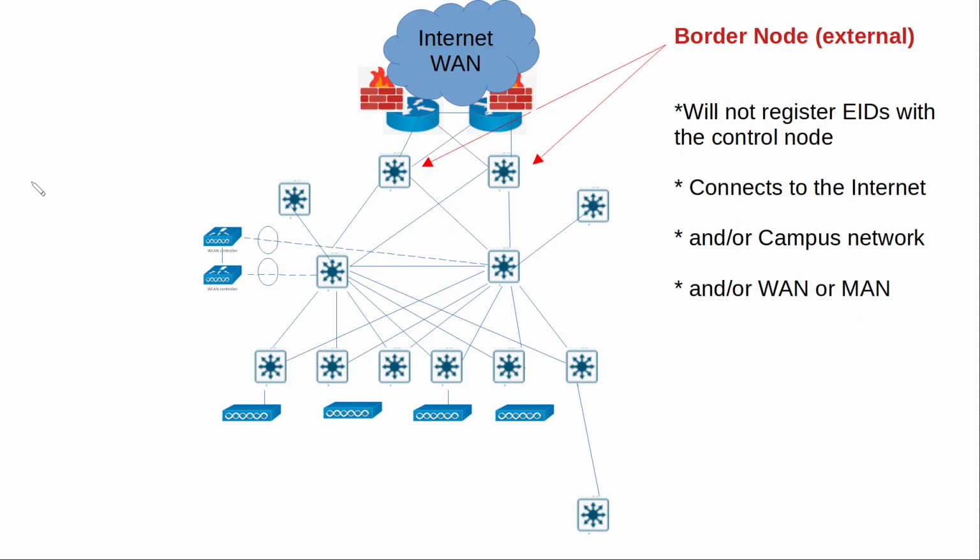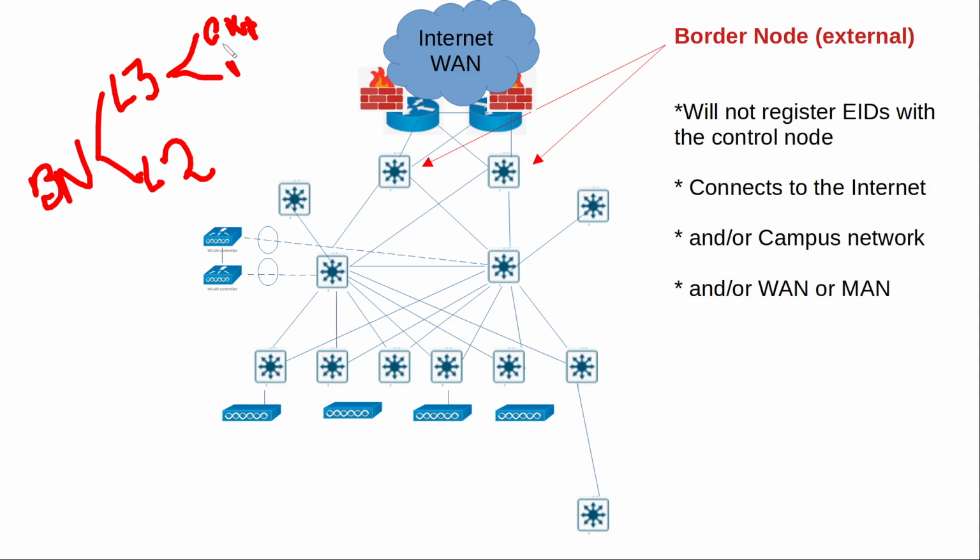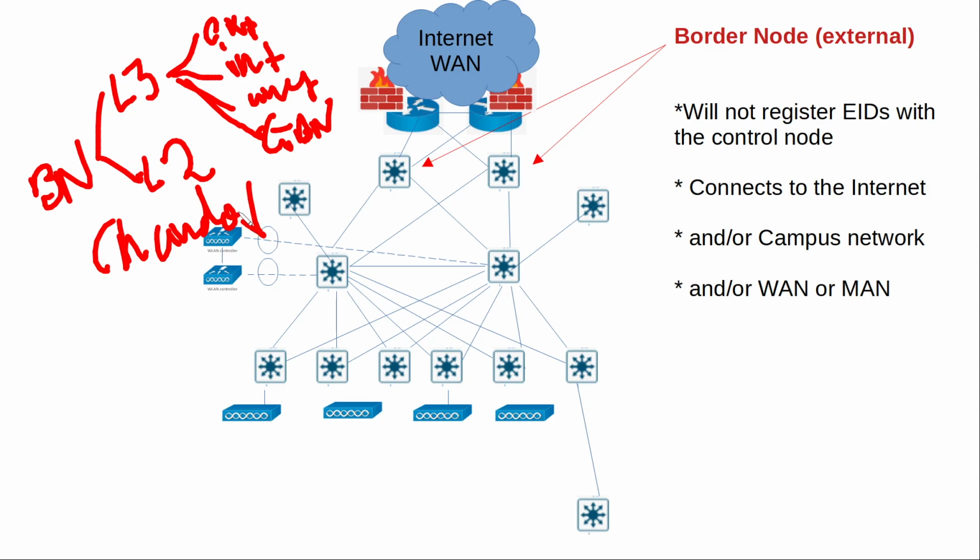There are several types of border nodes. We can talk about layer 3 border nodes or layer 2 border nodes. Within the layer 3 border nodes, we have external border nodes, we have internal border nodes, we have anywhere border nodes, and we have guest border nodes. Regarding layer 2, we have something that is known as handoff border nodes that are operating layer 2. We're not talking about that in this session, so let's focus on layer 3 border nodes.